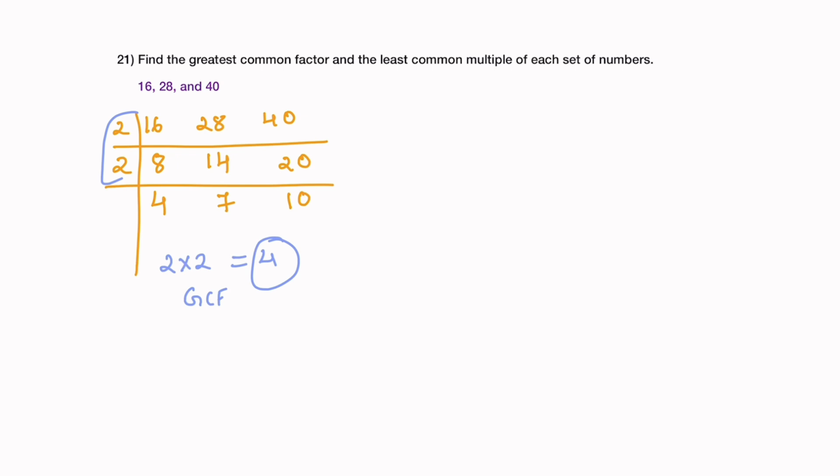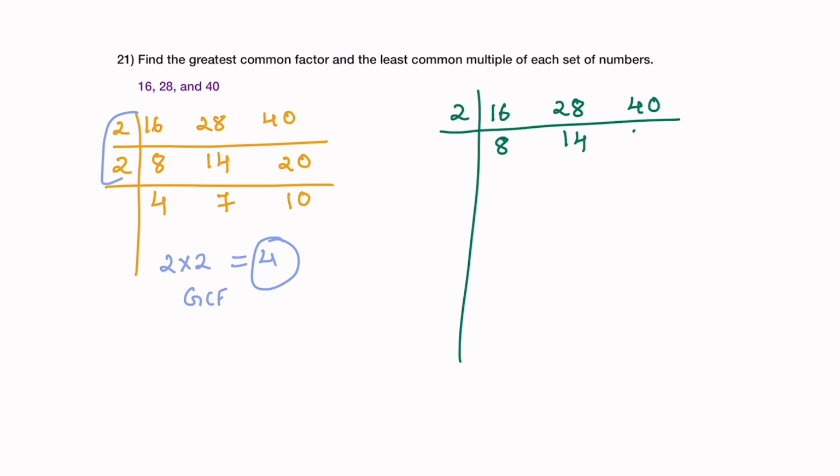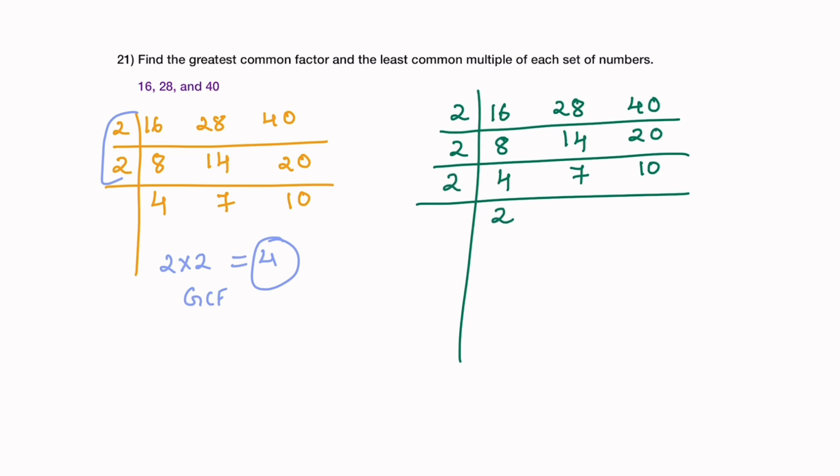Let's go for the LCM now. 16, 28, 40. That's going to be a longer one. That's 2. 16 divided by 2 is 8. 28 divided by 2 is 14. 40 divided by 2 is 20. Even numbers, 8 divided by 2 is 4. 14 divided by 2 is 7. 20 divided by 2 is 10. We still have even numbers, so 2. 4 divided by 2 is 2. 7 as it is. 10 divided by 2 is 5. We still have 2 here, so again by 2.